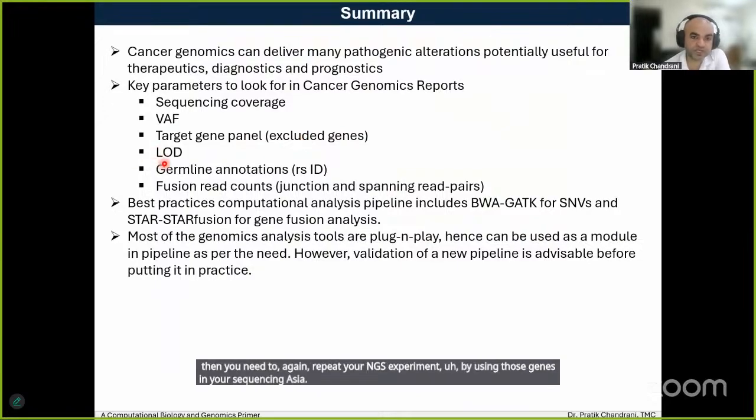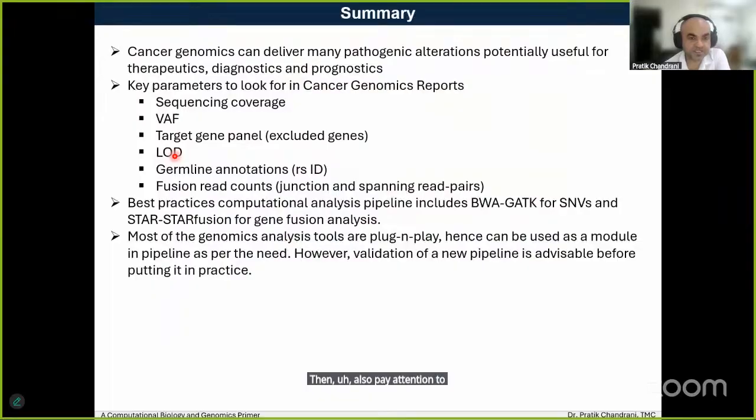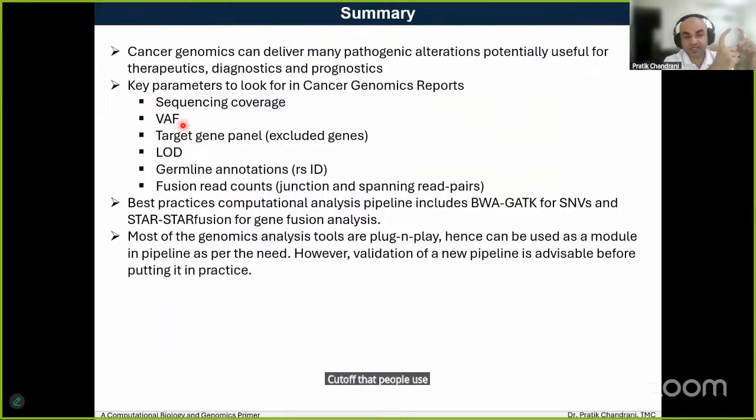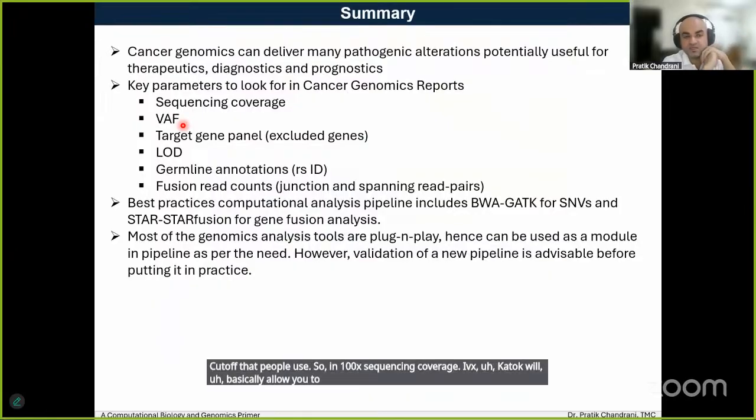Then also pay attention to limit of detection, as in that at particular sequencing coverage, what is the VAF which can be confidently identified. Say, for example, we have seen in previous filtration strategy that 5x is a more typical cutoff that people use. So in 100x sequencing coverage, 5x cutoff will basically allow you to identify variants of 5% and more VAF.